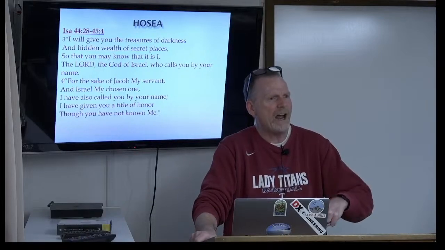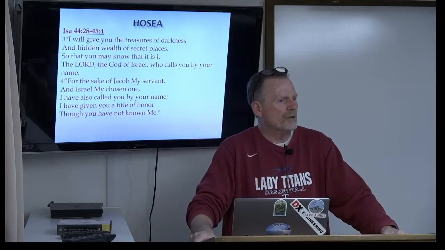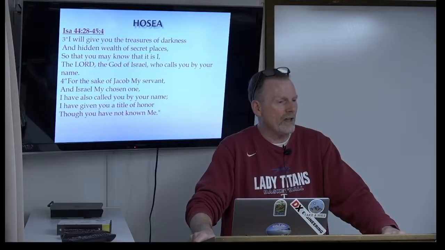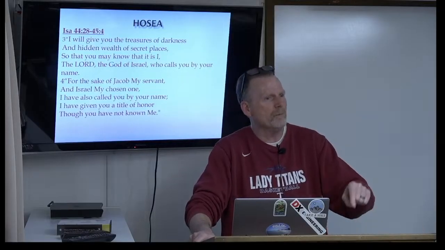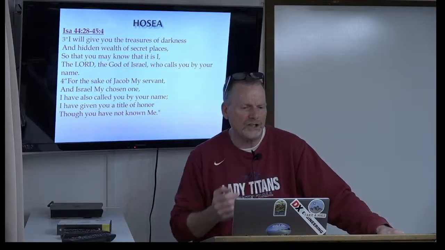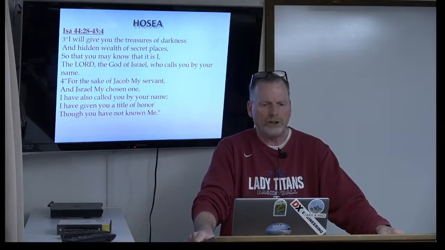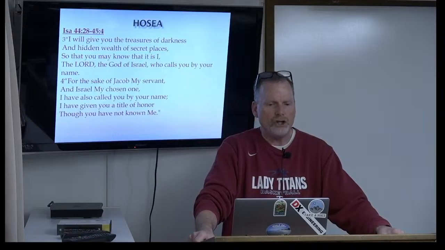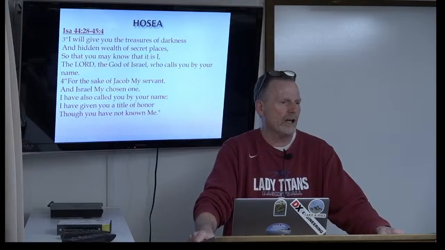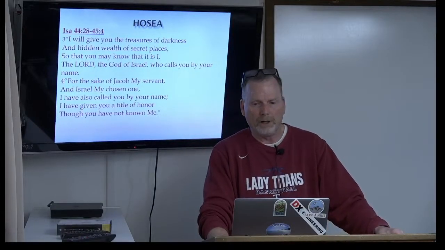Know that it is I who did these things. And then he establishes certain feasts that they were to partake of, the Passover specifically, so that they would remember that it was him who did these things. And he does the same thing here. And he says, for the sake of Jacob, my servant, and Israel, my chosen one, I have also called you by your name. I have given you a title of honor, though you have not known me. Who's he talking about in verse 4? Yeah, he's talking about Cyrus there, okay?